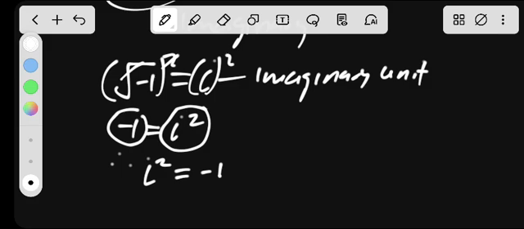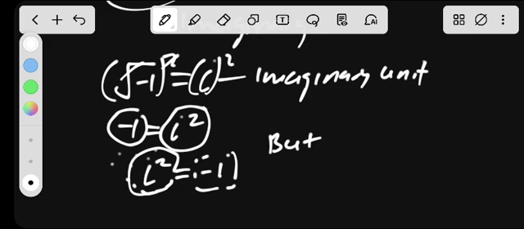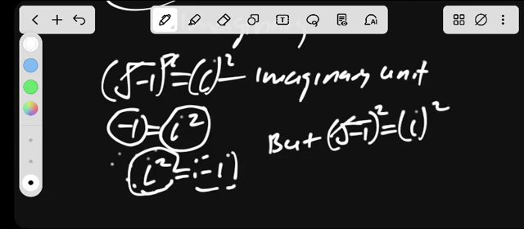Are you with me, guys? If you see i squared, it's the same as you see -1. But when you see the square root of a negative one, it's the same as i. But i squared is because we took the square root on both sides. We've proven that the root and the square will cancel. We're left with -1, which is i squared.